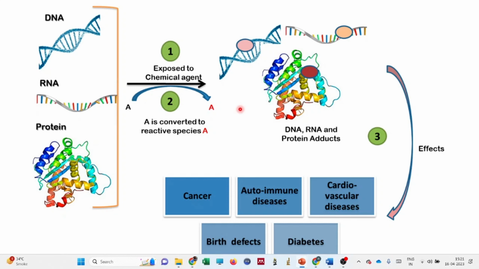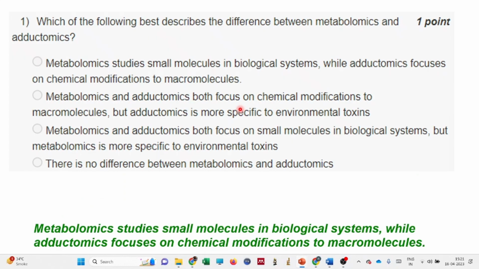So in summary, while metabolomics aims to provide a comprehensive picture of the small molecules present in a biological sample, adductomics is a more focused approach that is specifically geared towards the identification and quantification of covalently bound adducts. So these were the statements for these questions.